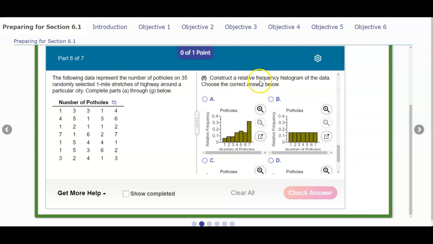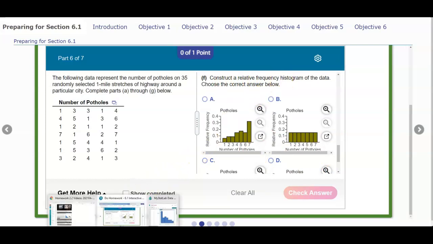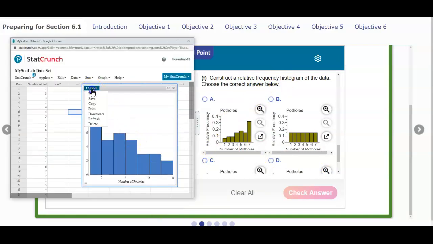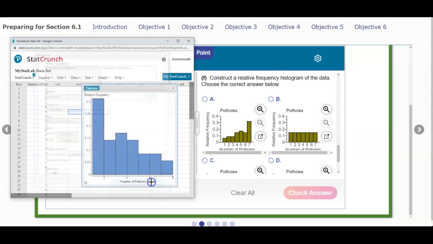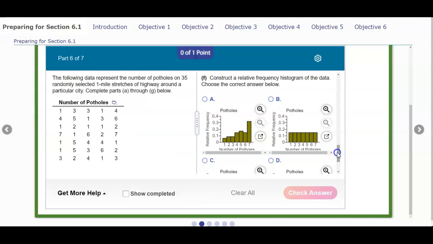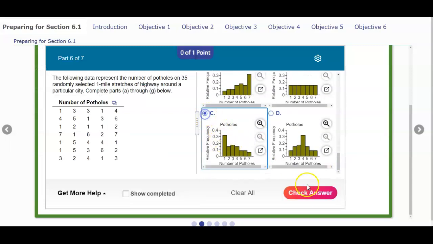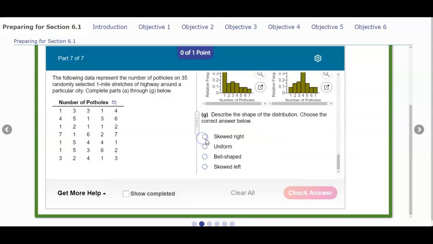Okay, and now we're going to construct a relative frequency histogram. So what we can do is go back to the options and select Edit, and then go down here and we're going to change the type to relative frequency. So there's our relative frequency, so we can see that A and B does not match, and so it looks like it matches C, and so there's our result.